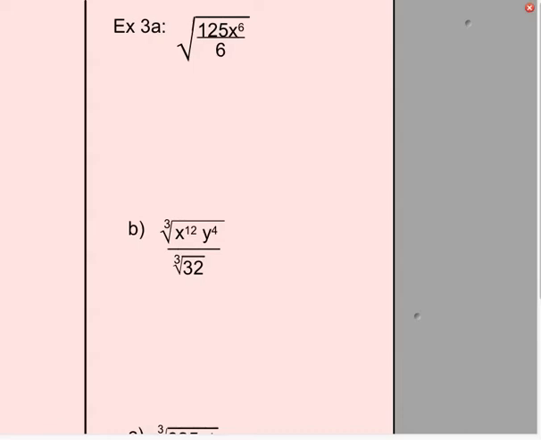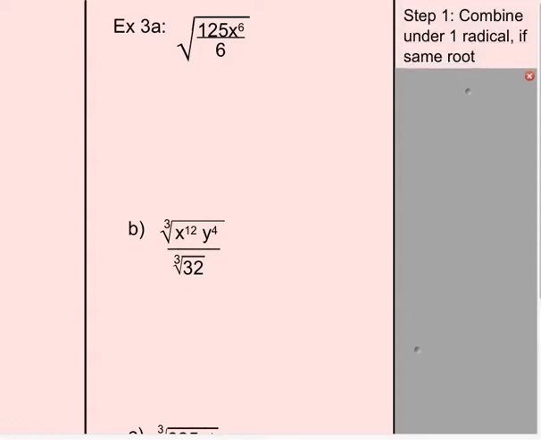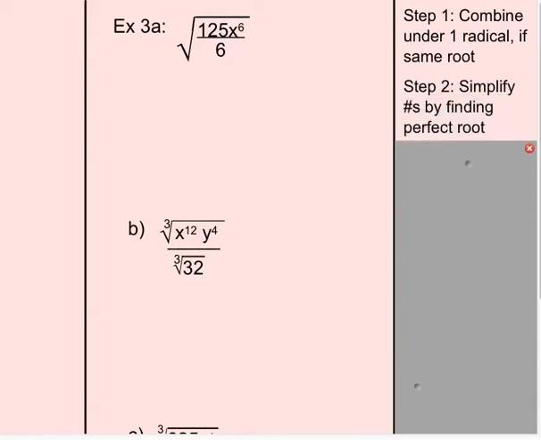Alright, so in this video we're going to take a look at simplifying radicals when we have division or a quotient. So there's a couple of different ways to do this. This step 1 is really for part B, so I'm going to skip that for part A. And then again, we're just going to simplify by finding perfect root factors.